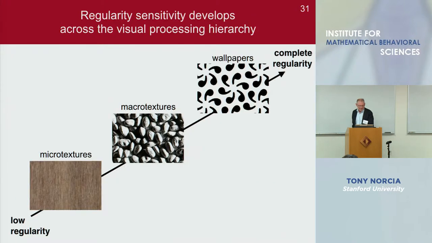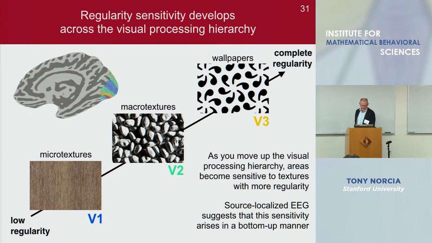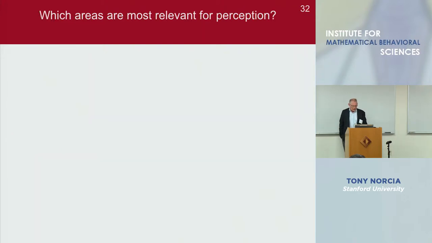Okay, so here we have, again, our micro, macro, and wallpaper textures, and there really is a sense of emerging hierarchy here, and quite early, in that you get strong regularity responses very early in the system. And we had some source localized EEG data that gives us the dynamics, so we can trace whether the system seems to be operating in a feed-forward fashion or feedback, and it looks to be accomplishing this in a feed-forward fashion. So one of the other things we're interested in is, if you have several areas that are responsive to symmetry, do you use them all? If you're making a perceptual decision about symmetry, is there a lead area or not?